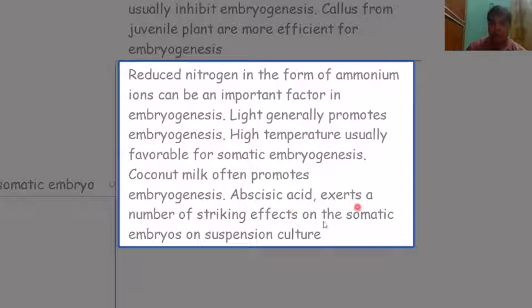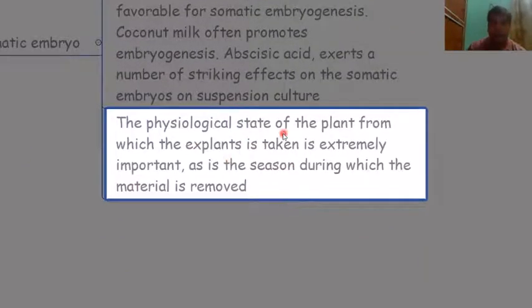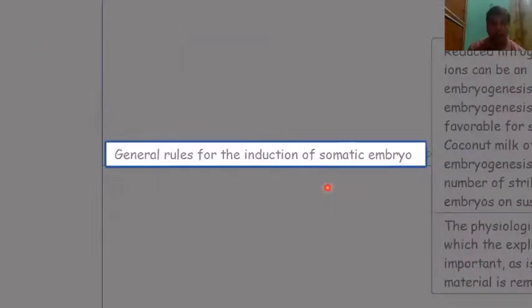Abscisic acid exerts a number of striking effects on somatic embryos in suspension culture. We have already seen that ABA, or abscisic acid, has its effect on embryo maturation. Then the physiological state of the plant is also very important, that is, from which explant we have taken the material. And again, the plant genotype is also sometimes very decisive, and seasonal dependency is also there.